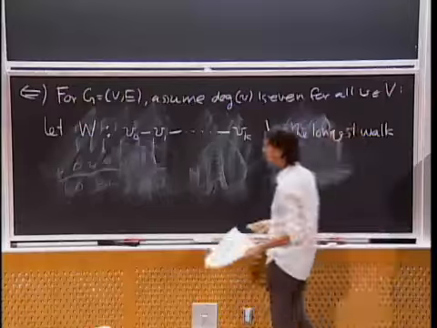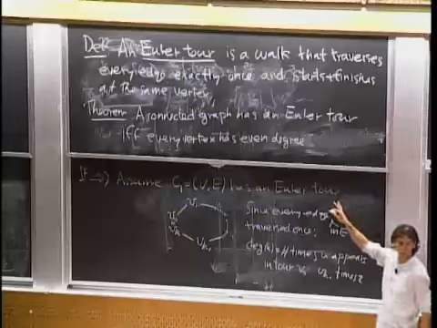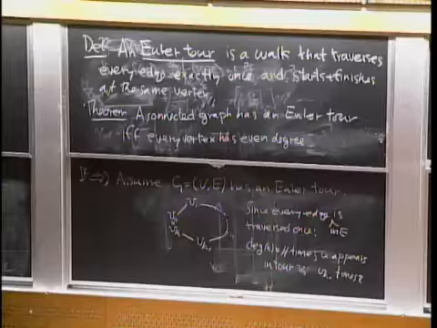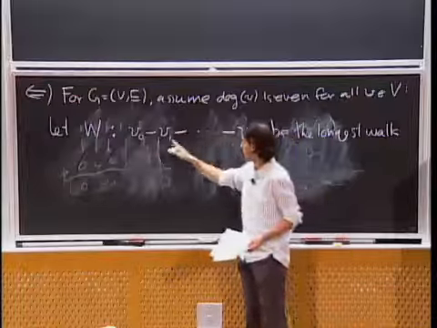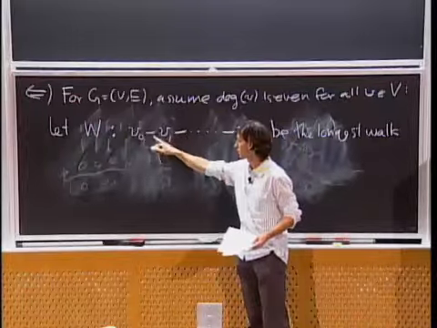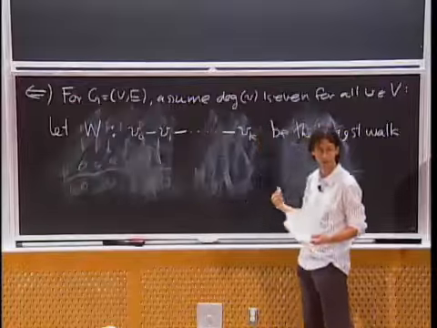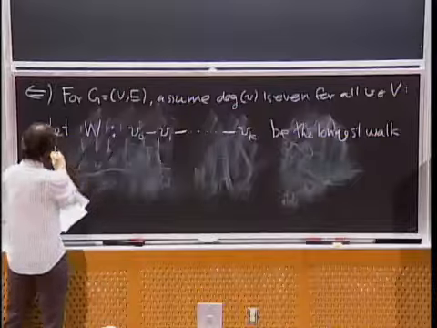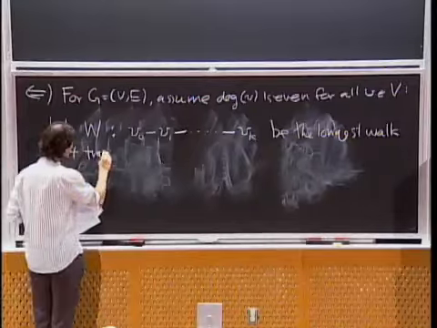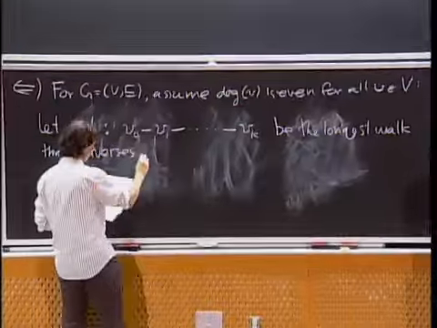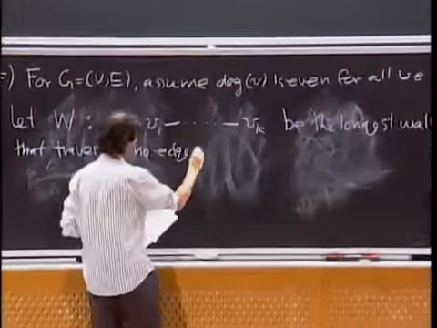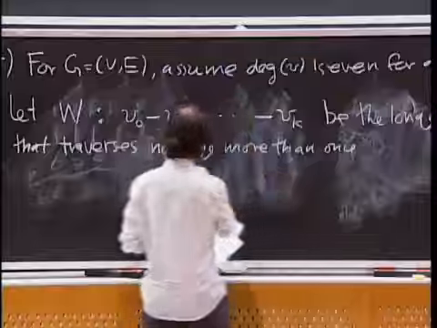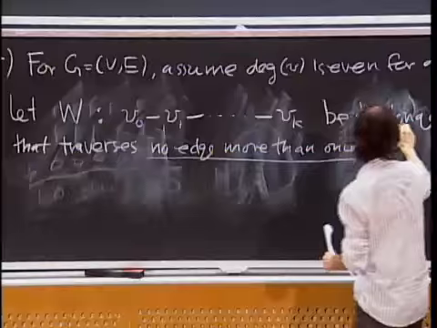And, well, we want to prove something about an Euler Tour. An Euler Tour has a very specific property that all the edges occur only once. So it makes sense to look at walks in which all the edges over which it walks are unique, occurring only once. So we are interested in the longest walk that traverses no edge more than once. So that's important.